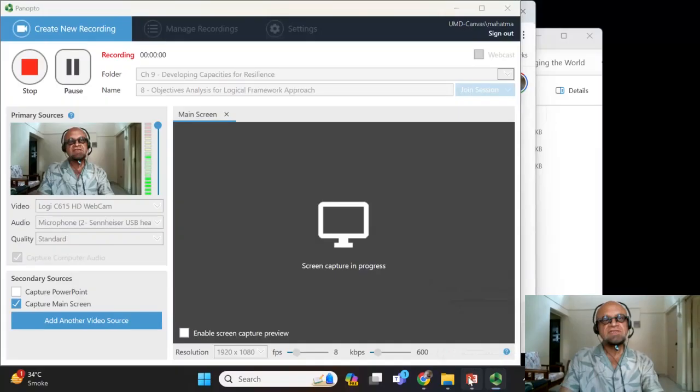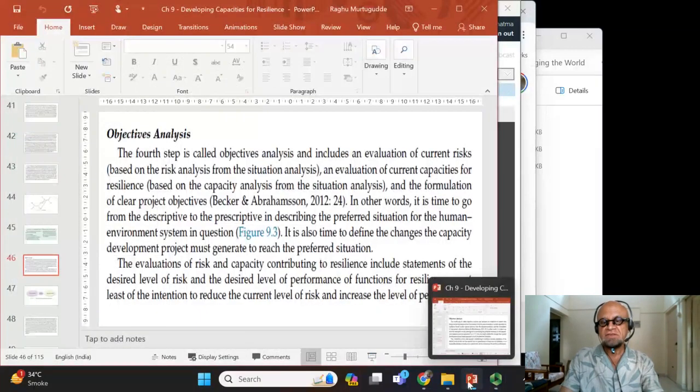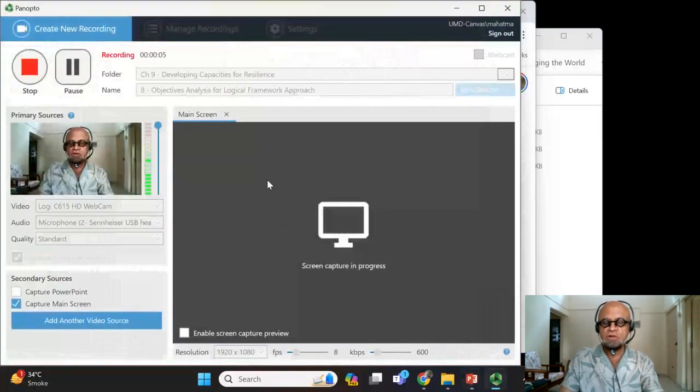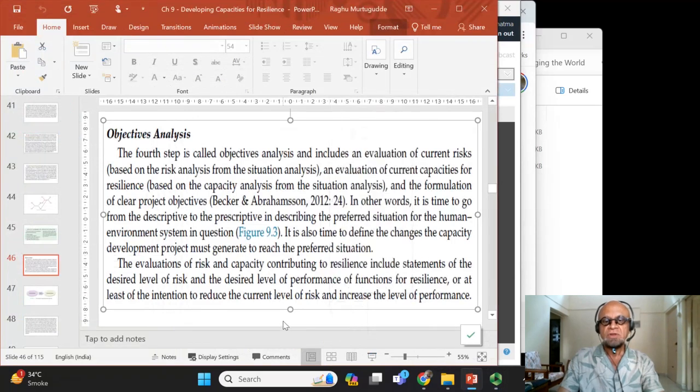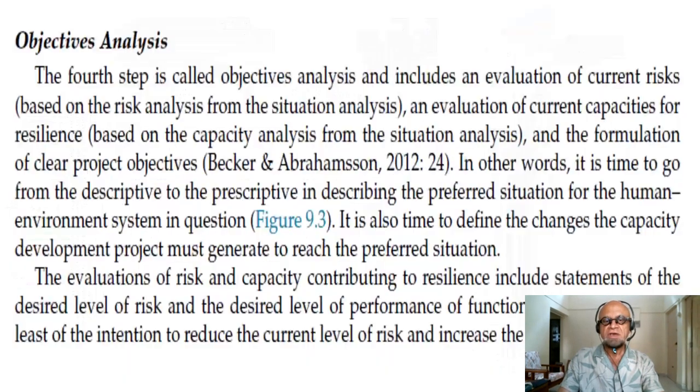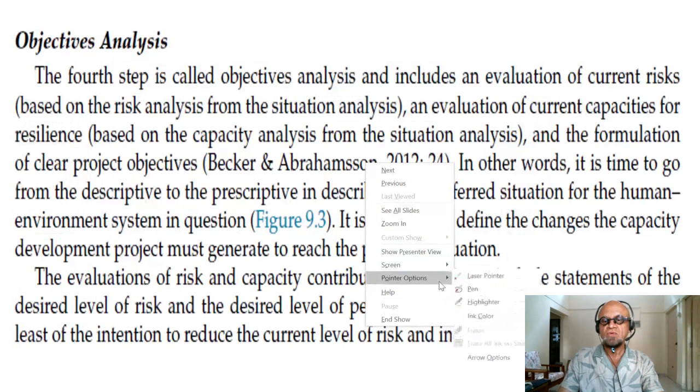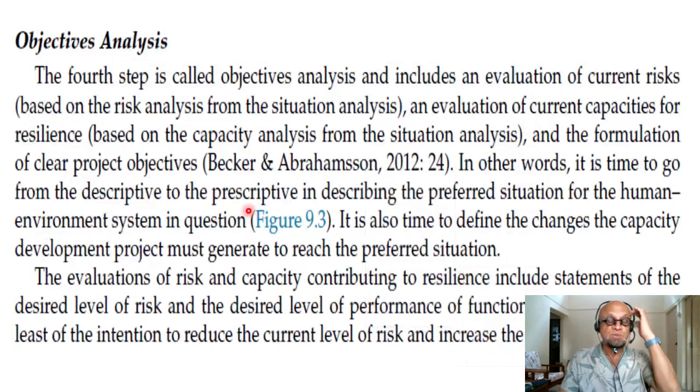Let's move to the next step of the analysis in the logical framework approach to building capacity for resilience. It is the objectives analysis. Objective analysis is something else, subjective versus objective. This is the objectives analysis.